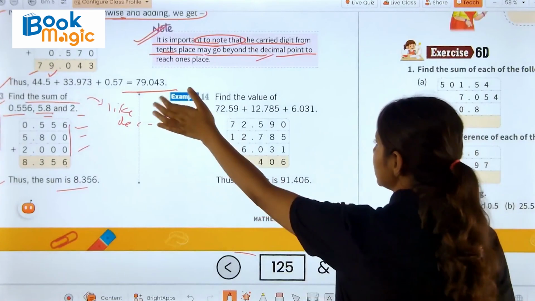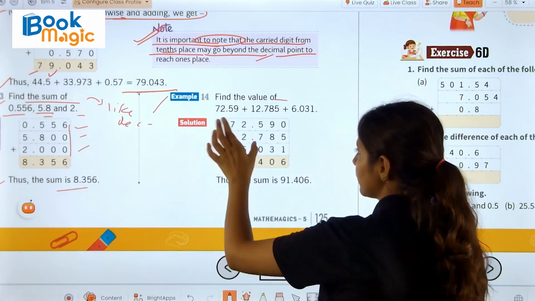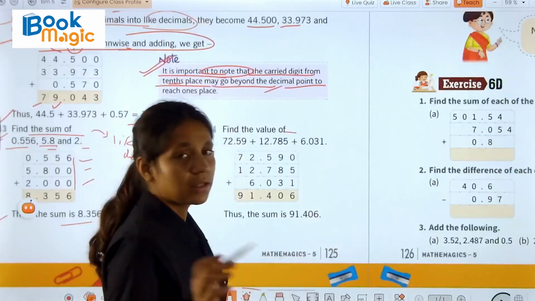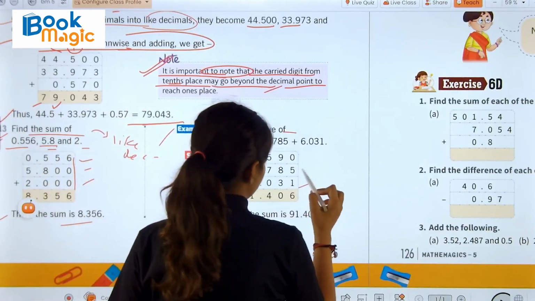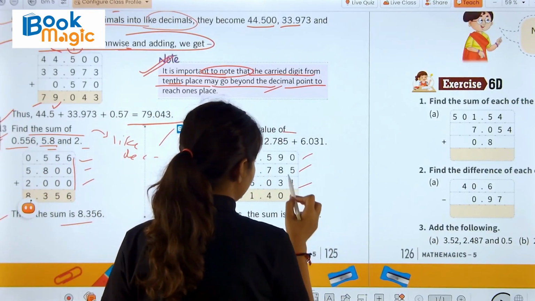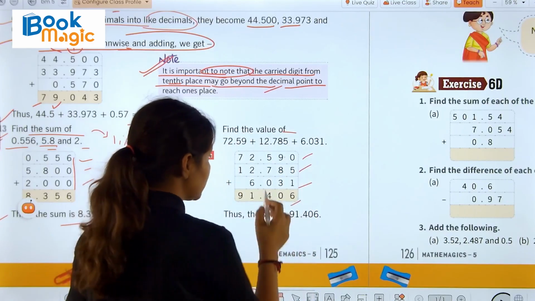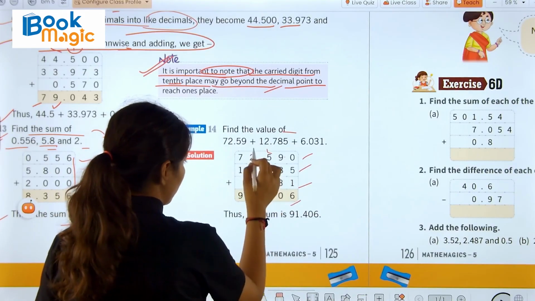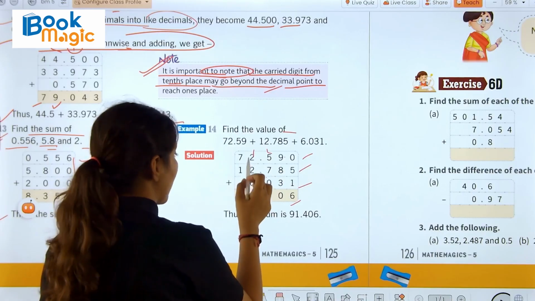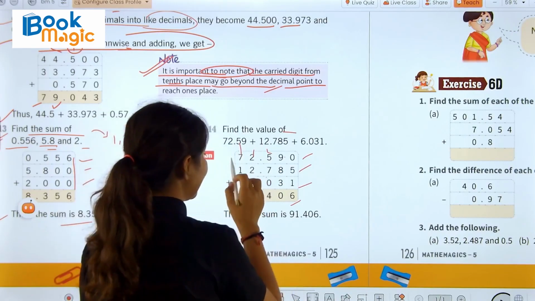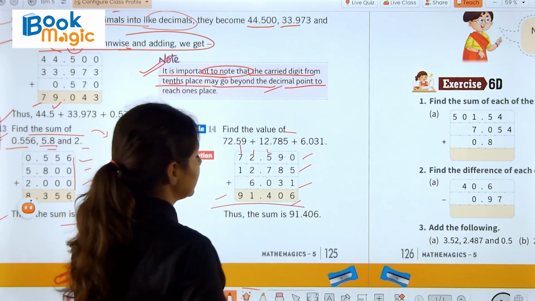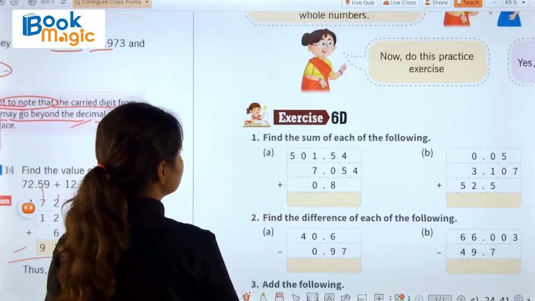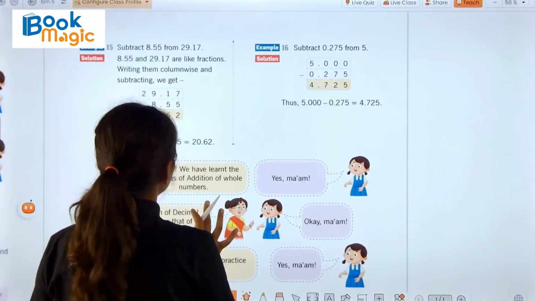Now, example number 14, find the value of these. So firstly, make a column, write the values and make sure that all the values are in like decimals. Now, after making them like decimals, just add them. 5 plus 1 is 6. 9 plus 1 is 10, plus 2 is 12, plus 8 is 22. 5 plus 2 is 7. 7 plus 7 are 14. Now 2 plus 2 plus 1 is 5, plus 6 is 11. Now 7 plus 1 is 8, 8 plus 1 is 9. So the sum is 91.406. Now we have some more examples of subtraction.